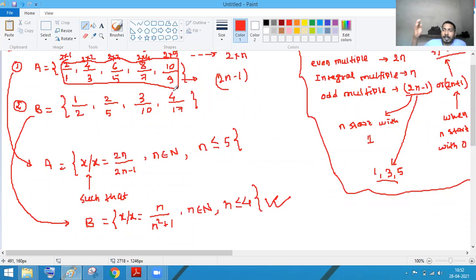So obviously fifth term will be 5, sixth term will be 6, seventh will be 7. The nth term will be n. And for the denominator, if you look at this, here there is 2, here 5, here 10. This is random. It is not any integral multiple, even multiple or odd multiple. It is not like that.